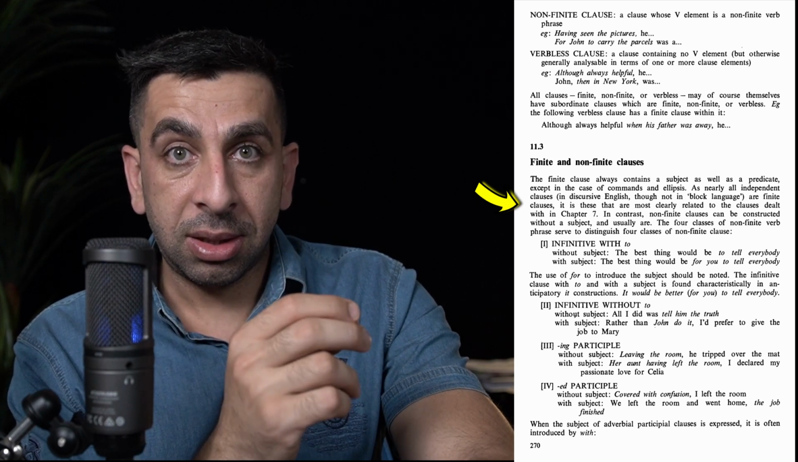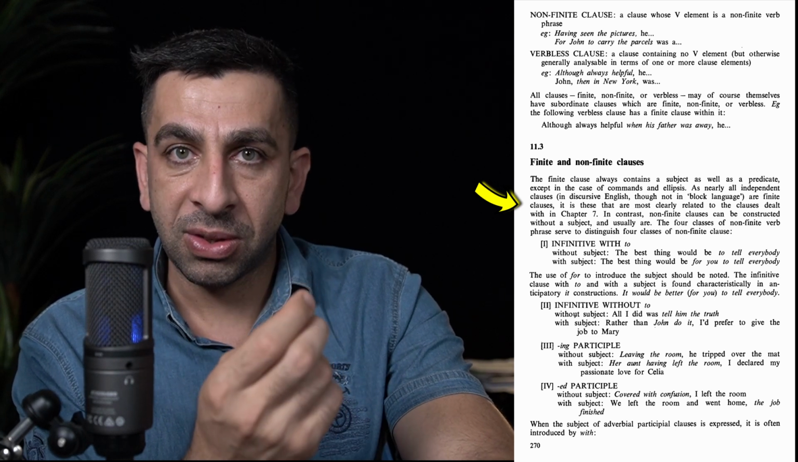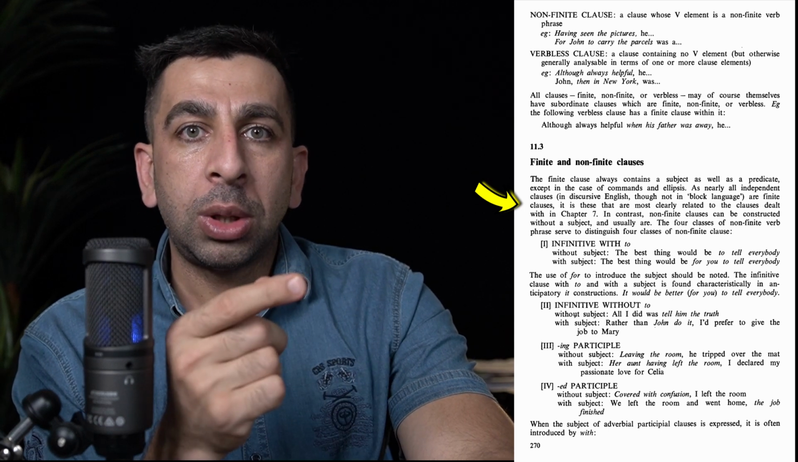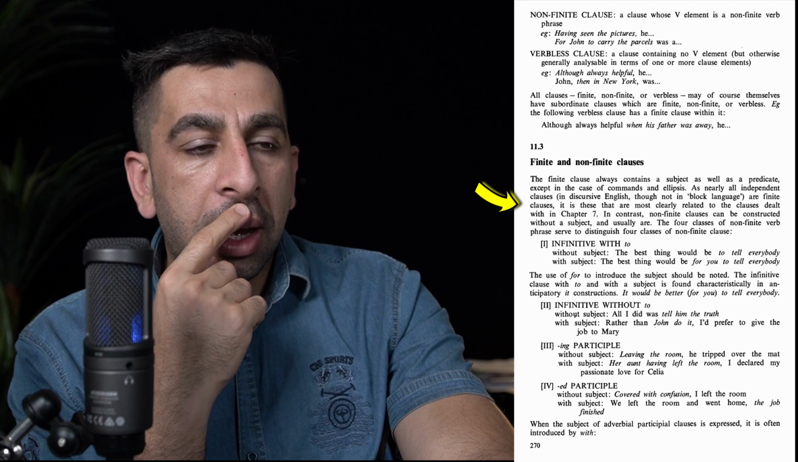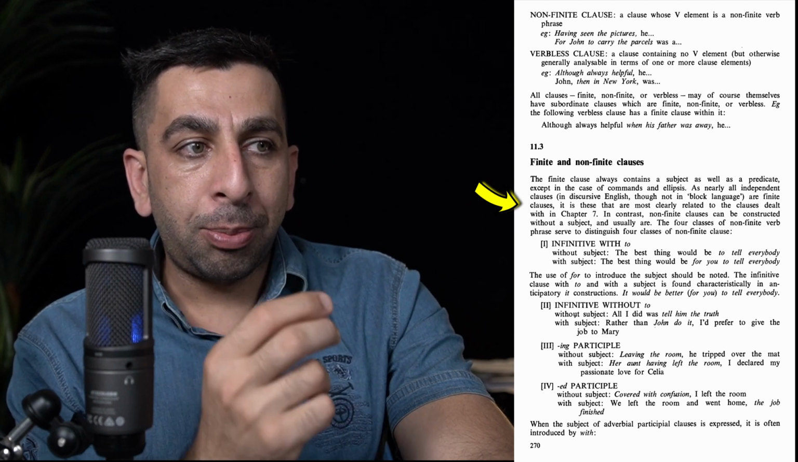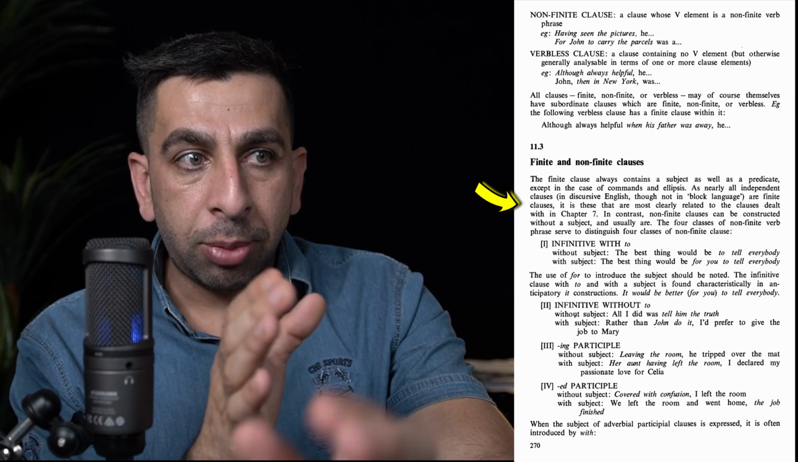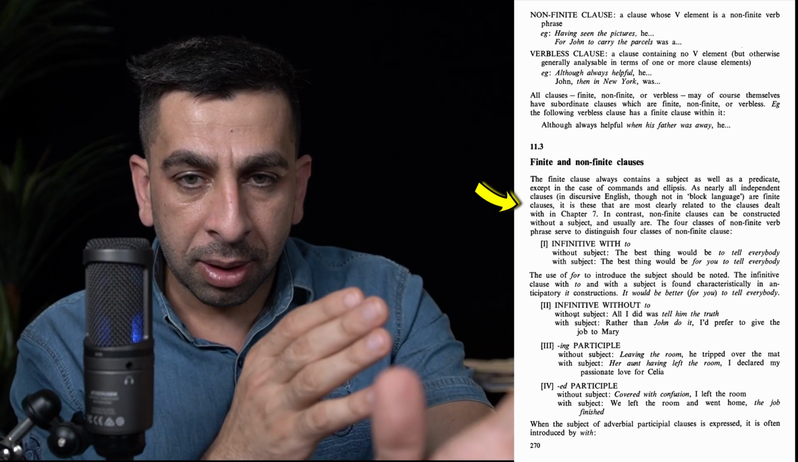A finite clause always contains a subject دائما بيها فاعل as well as a predicate اللي هي الخبر اللي موجود, except in the case of commands and ellipses باستثناء حالة النفي وحالة الأمر. يعني مثلا go اللي أصلها you go, as nearly all independent clauses in discursive English. كل العبارات المستقلة بالـ discursive English يعني الإنجليزي الخاص بالمحادثة, though not in block language احنا تحدثنا إلها بتعابير أخرى.